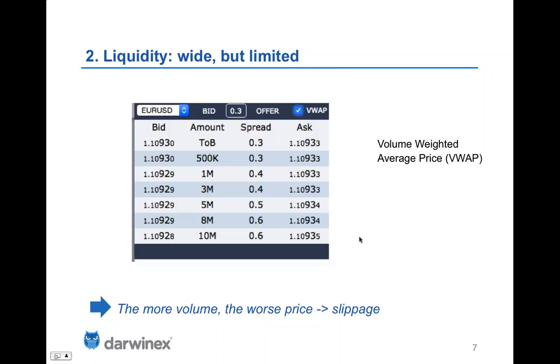And that's just like the law of gravity in financial markets. The more volume you want to trade, the worse the price, and therefore the slippage. And that's what makes it impossible to make infinite profits from any given strategy, and what makes scalability such an important factor.